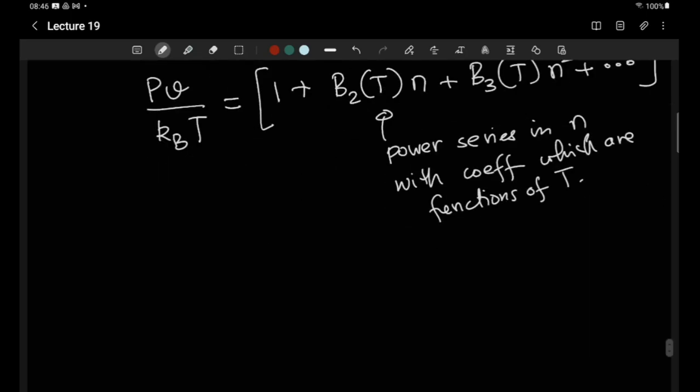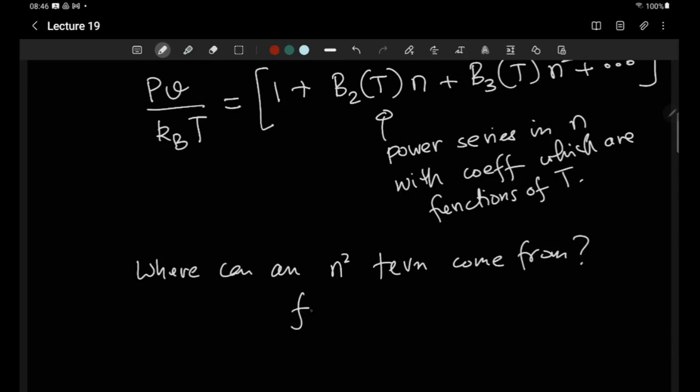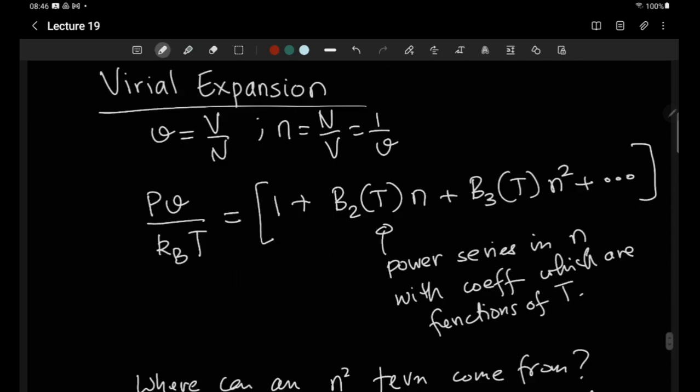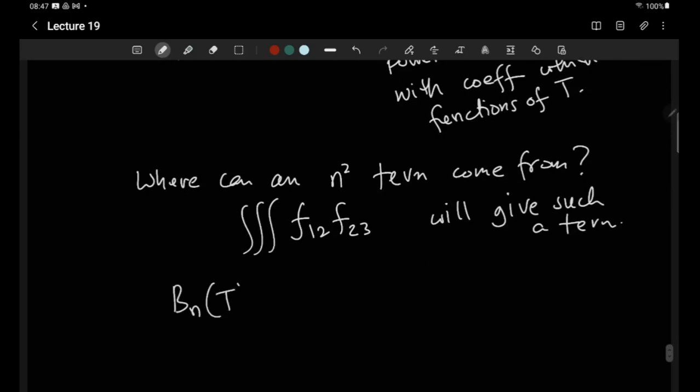Now Bera asked, what about the next term? Suppose we have a term like f12 f23. Where can an n squared type term come from? This will involve three integrals. We'll have to do some integrations in this funny space, and the rest of them will give you V to the power minus. Previously we got n minus 2, and now we'll get n minus 3. Then we'll have to go to the center of mass and do all those things. These triple integrals will give such a term. So this is called the virial expansion, and these are called the virial coefficients, the b's. The B_n of T are called the virial coefficients.